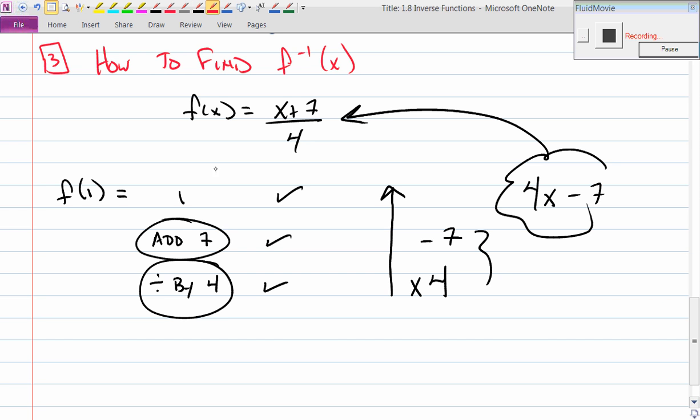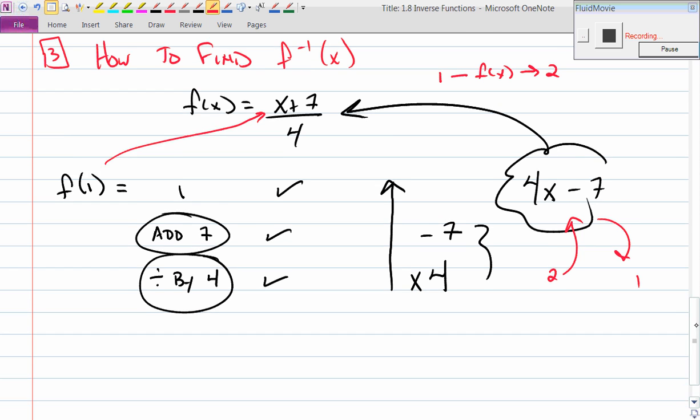No, check it out. If I plug a 1 into here, what do I get? 8 divided by 4 is how much? 2. So take 1, plug it into f of x, out pops a 2. So I'm going to take a 2, plug it into this, and out should pop a 1. Does it? It sure does, right? 2 times 4 is 8. 8 minus 7 is 1. Yep, definitely. So that's kind of the mental way.